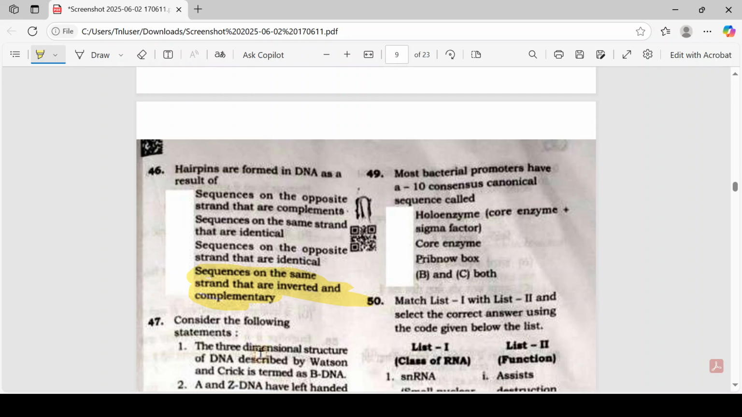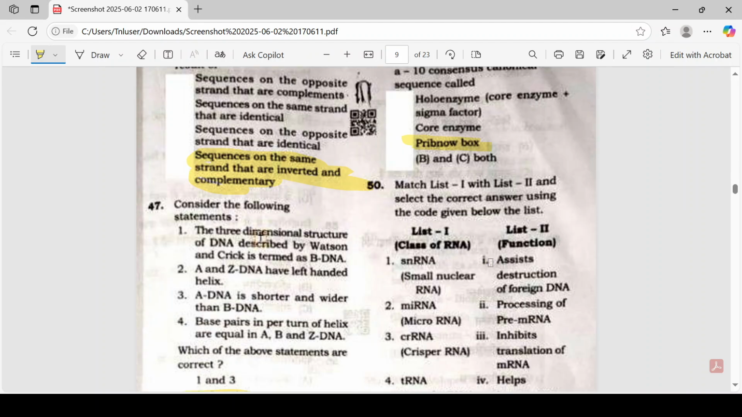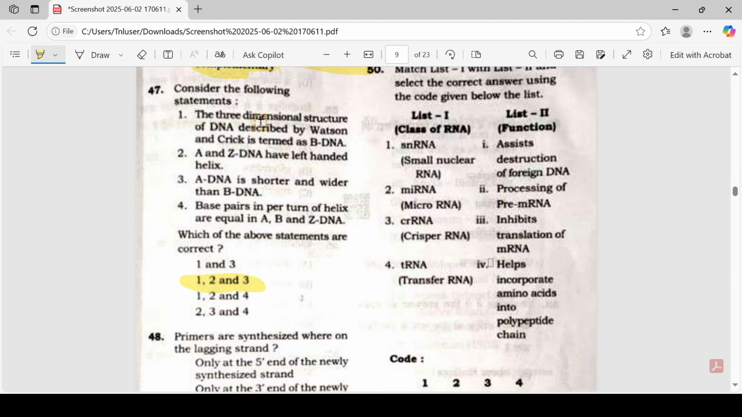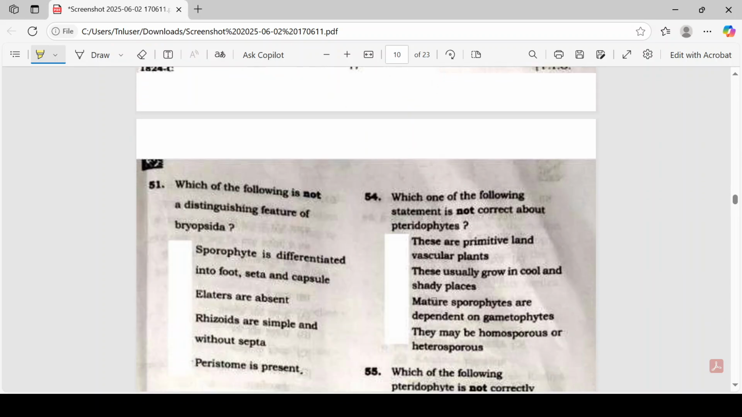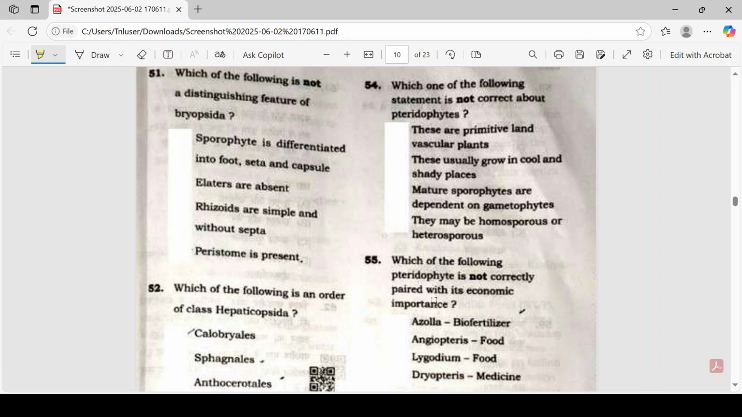Okay, so the correct answer to this question will be option number C. Question number 50, again a match the column type question, and the correct answer to this question will be option number D. First is related to 2, second is related to 3, third is related to 1, fourth is related to 4. Question number 51, which of the following is not a distinguishing feature of Bryopsida?